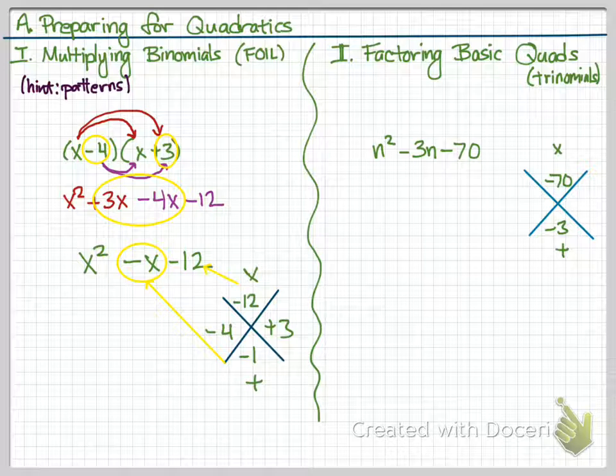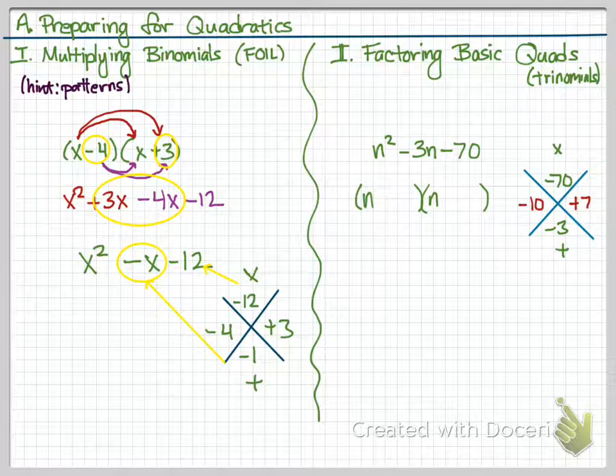What two numbers will do that? Oh, you're right. Negative 10 and positive 7. Those two numbers together will multiply to be negative 70, and they'll add up to negative 3, which means this basic quadratic can be factored with whole numbers. So we split it up into two parentheses, which will hopefully hold our binomials.